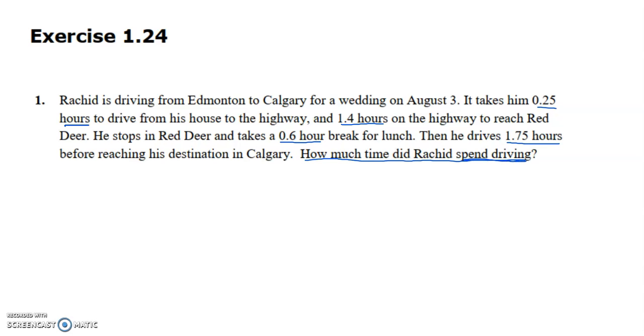So if we just take all the numbers and add them up, that won't work here, because one of these values, the 0.6 hour break for lunch, is not driving time. So this is extra information that we don't need to include. So we're going to take all the other numbers because we're adding up the time. We're going to add up our decimals, lining up our decimals. Remember, you can put the decimals in any order. My advice is to fill in with zeros as you go so that everything is lined up nicely.